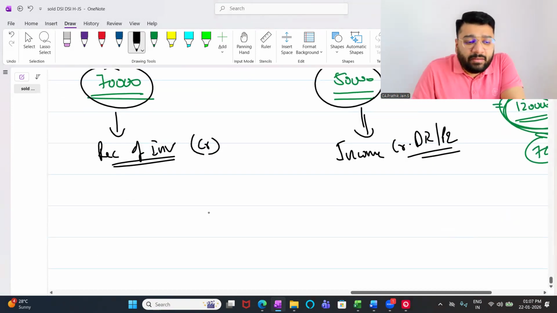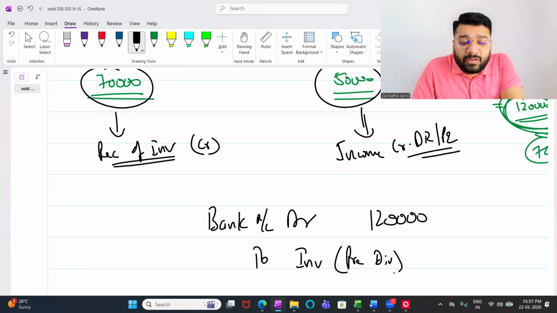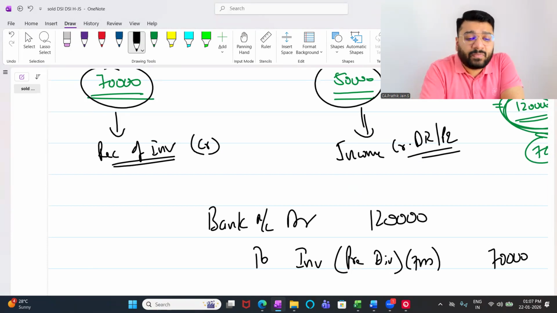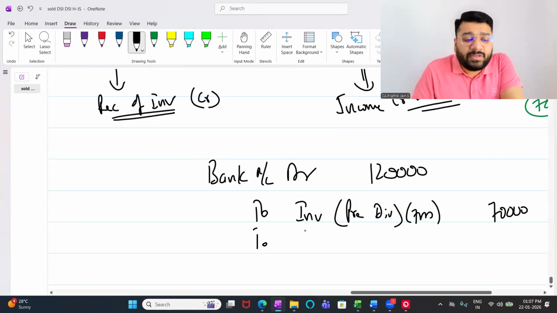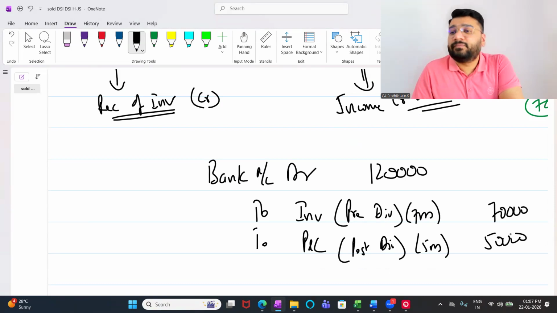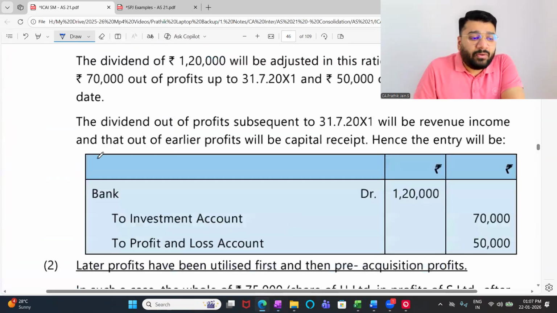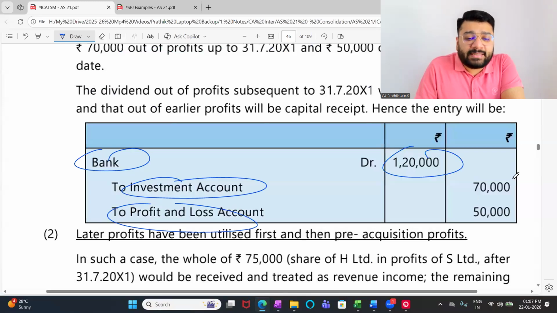Now, what is the entry? Money received. So bank account debit. How much money is H Limited receiving? 1,20,000. In that, how much is the recovery of investment? To investment, which is pre-dividend for 7 months, which is 70,000. Any difficulty? Remaining is our income, which will go to P&L, which is post-dividend of 5 months, 50,000. So this is the entry. Now tell me what it is. Bank account debit, to investment, to P&L, 120, 70, 50.